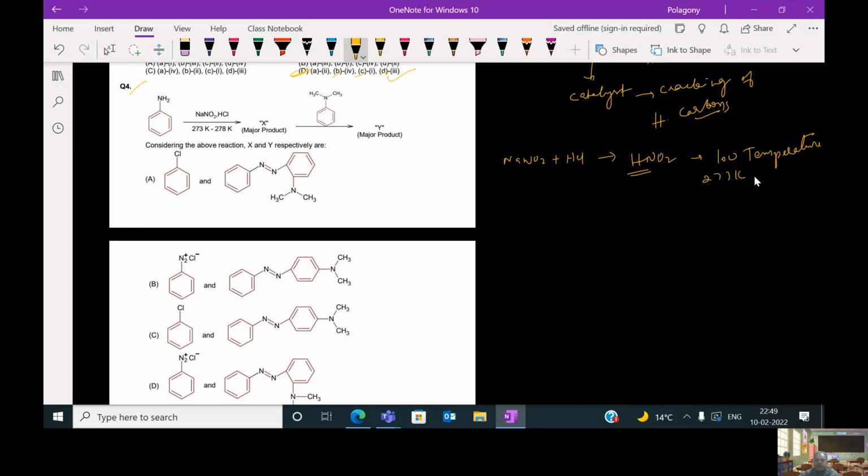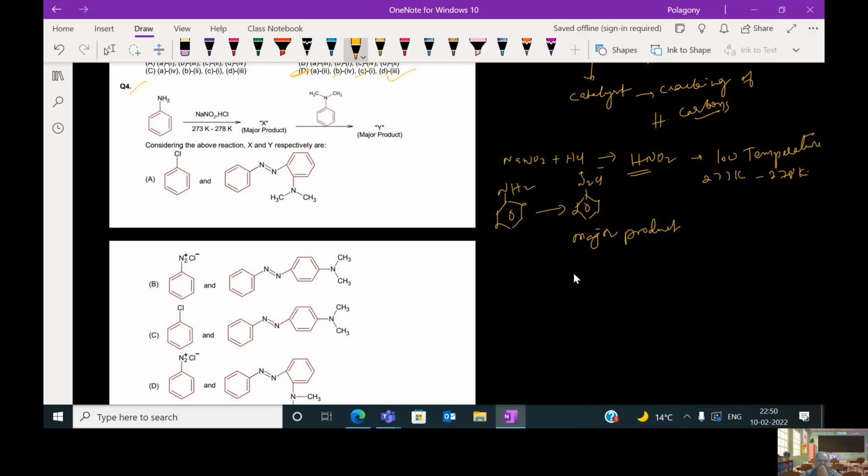At 273 to 278 Kelvin, that is about 5 degrees Celsius, aniline (C6H5NH2) transforms into diazonium chloride. So diazonium chloride is formed, and X, the diazonium chloride, is the major product.